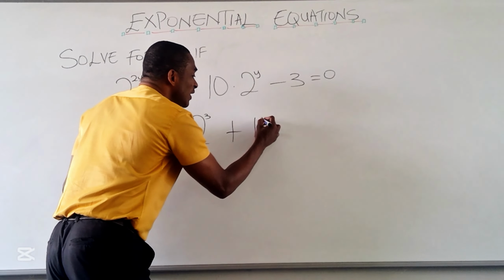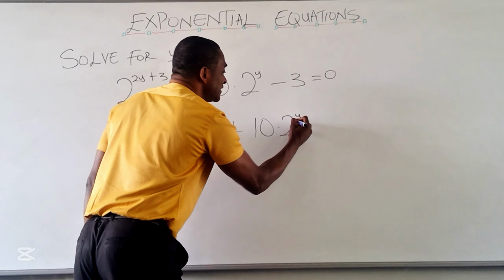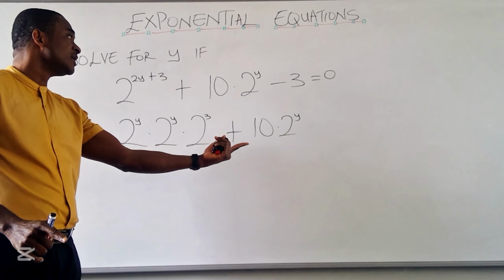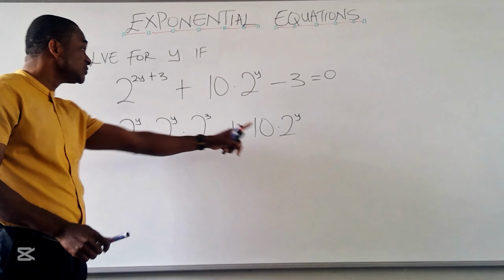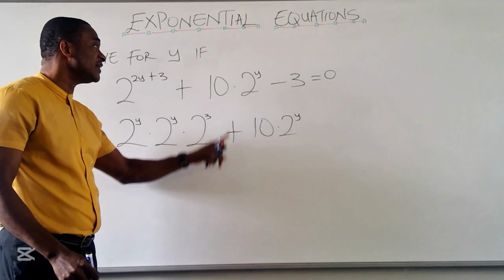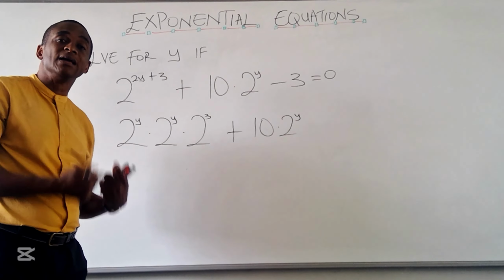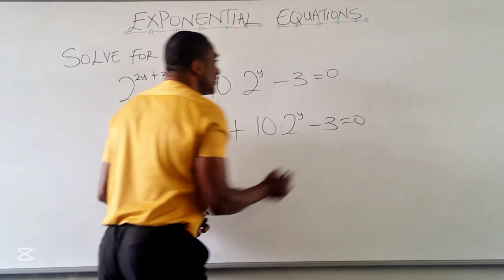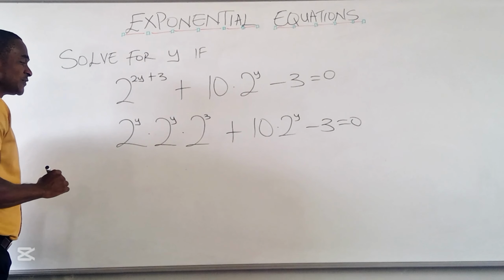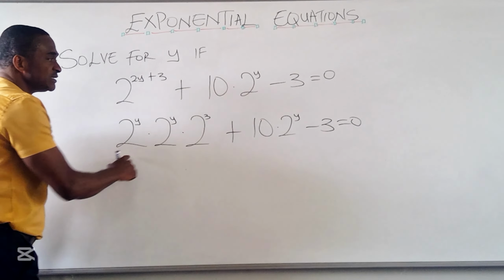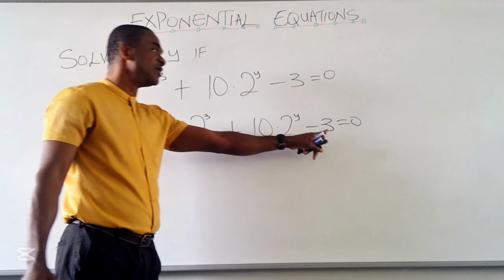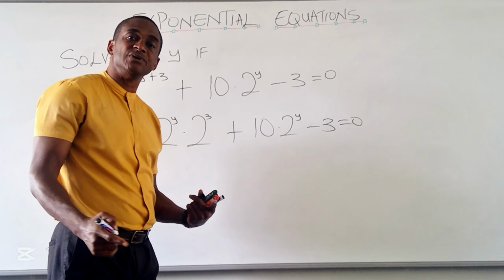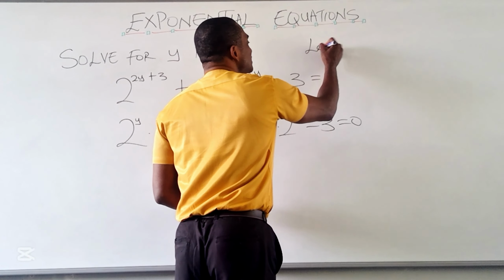Then, for the next one, I have 10 times 2 to the y. There's nothing to reduce this further. It is at its lowest state. What was the target? The target was to reduce it to the lowest state so that we have something identical that we can compare with. Now we have minus 3 equals 0. Let's see what next we can do. Since this cannot be simplified, we now have a common factor because this section has no element of 2 exponent y. We can replace some part of it.